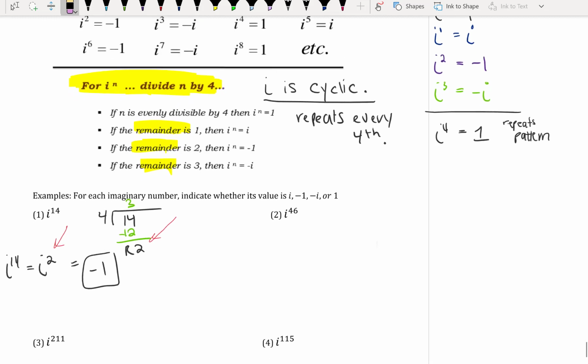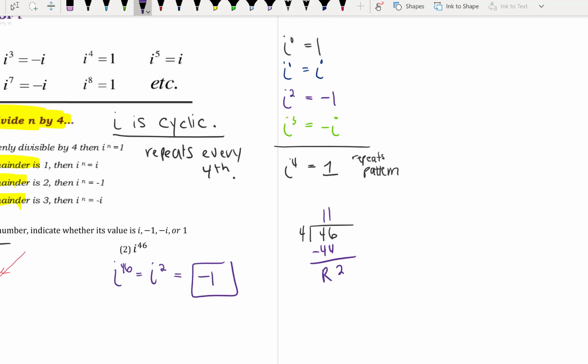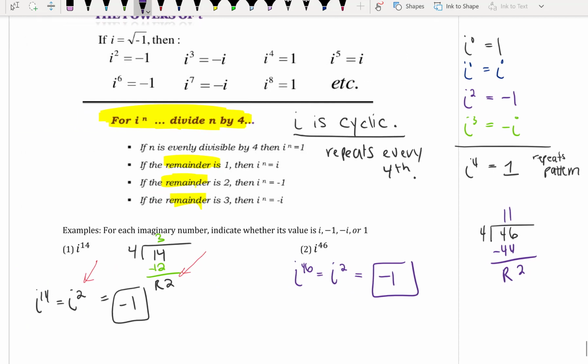So let's look at a different power. Let's look at 46, okay? So 4 goes into 46 here 11 times. 4 times 11 is 44. So 46 minus 44 is 2. So I have the same remainder. So i to the 46 is equal to i squared, which we already know equals -1. Well, let's see what else happens.